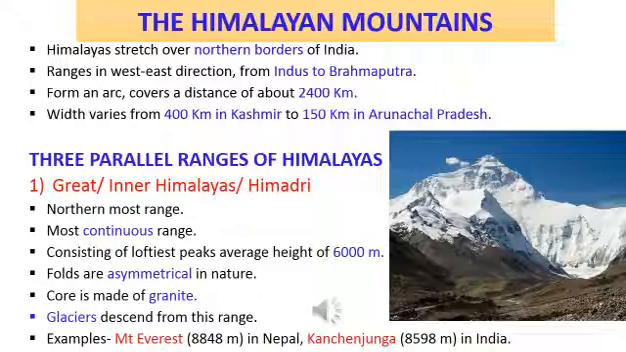Number 1 is Great or Inner Himalayas, also called Himadri. The northernmost range is known as Great or Inner Himalayas or the Himadri. It is the most continuous range consisting of the loftiest peaks with an average height of 6,000 meters. It contains all the prominent Himalayan peaks. The folds of Great Himalayas are asymmetrical in nature. The core is composed of granite. It is perennially snowbound, and a large number of glaciers descend from this range.